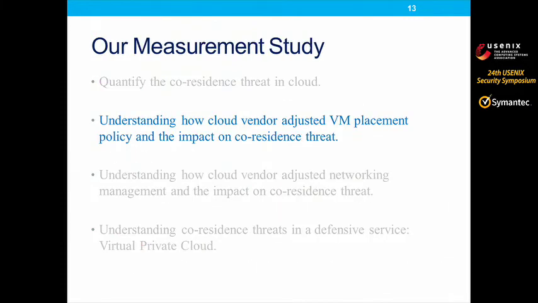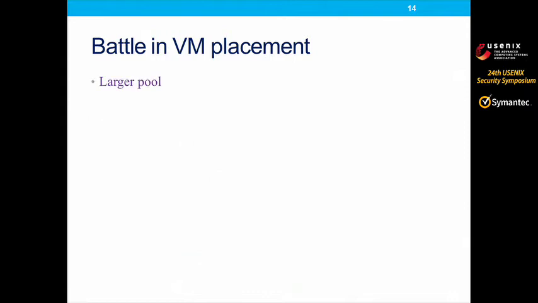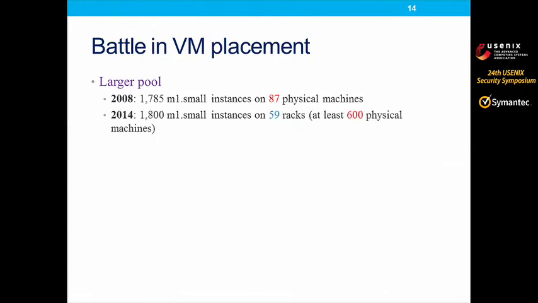So we wanted to further investigate the reason behind such an observation, and we wanted to study the changes in the management policies of EC2. First thing we will look into is the virtual machine placement policy. As we find, which is also the most intuitive, currently EC2 has a much larger pool. Back in 2008, the study only observed 87 distinct physical machines that hosted the M1.small type of instances. In contrast, in our measurement, we can observe more than 600 physical machines that are hosting the same type of instance. Such a larger pool means EC2 has more choices to place an incoming instance, which will reduce the possibility of coresidence. And besides such a larger pool, we also find that the placement locality is heavily reduced.